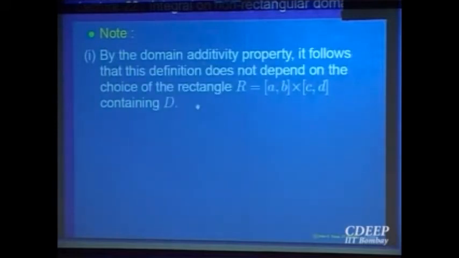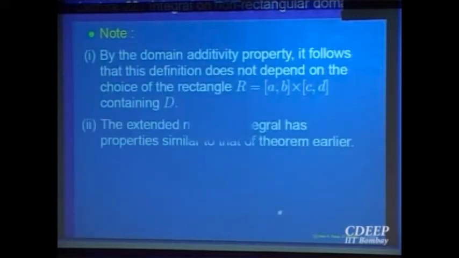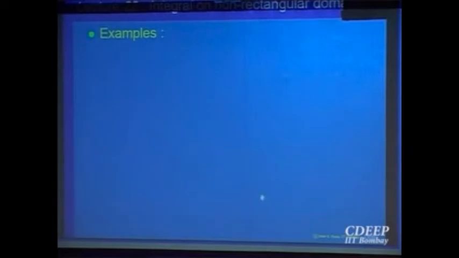So this is saying that it is independent of the rectangle and so on. So let us not bother about that. Let us look at an example. How does this help us to compute an integral now? So let us look at a function defined on a domain D.